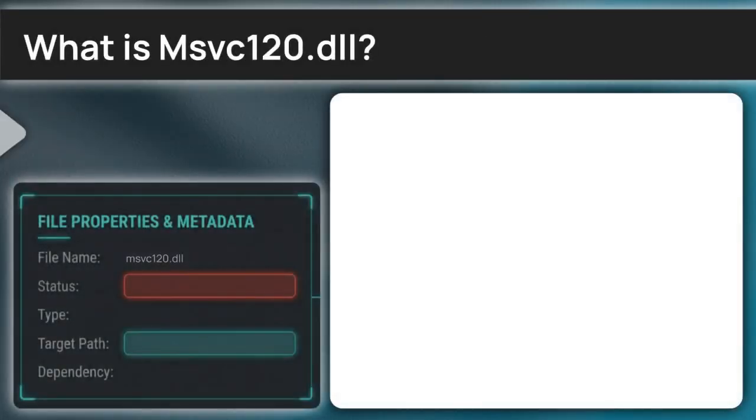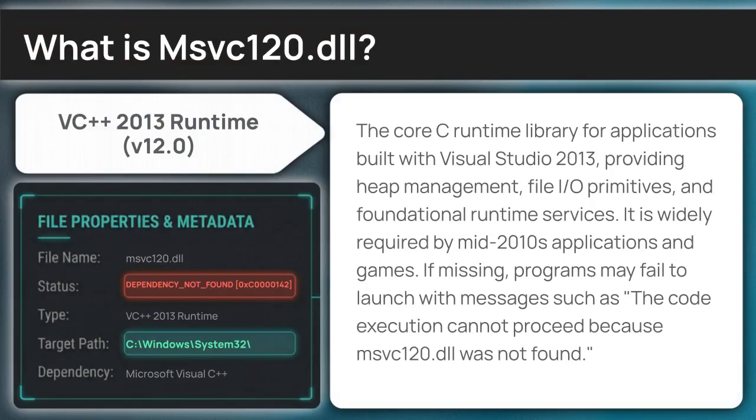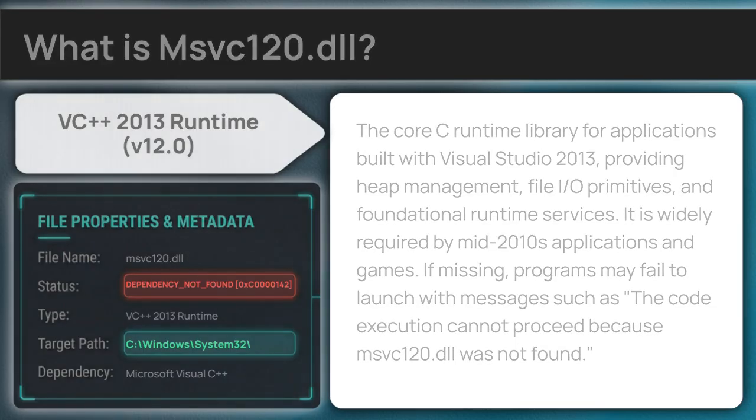This is the Microsoft Visual C++ 120 Library, the core C runtime library for applications built with Visual Studio 2013, providing heap management, file input-output primitives, and foundational runtime services. It is widely required by mid-2010s applications and games. If missing, programs may fail to launch with messages such as, "The code execution cannot proceed because msvc120.dll was not found." Now let's apply the fix by reinstalling the shared system library.